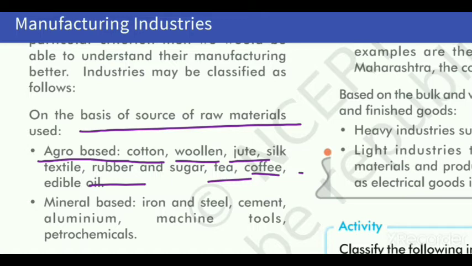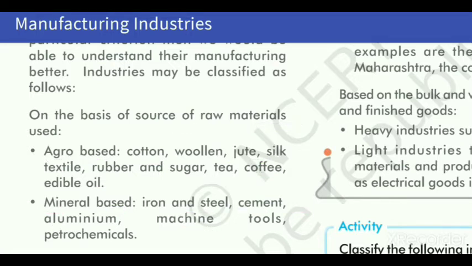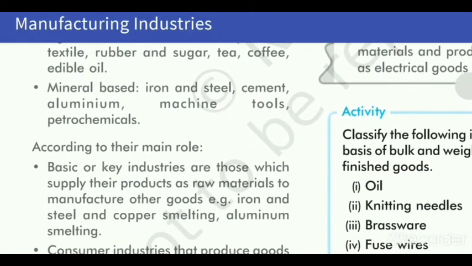The second one is mineral-based industries. These are those industries which use minerals as a raw material. For example, iron and steel industry, cement, aluminium, machinery. So in this way, we find that on the basis of raw material, there are two types of industries, agro-based industries and mineral-based industries. Now let us see what is next.